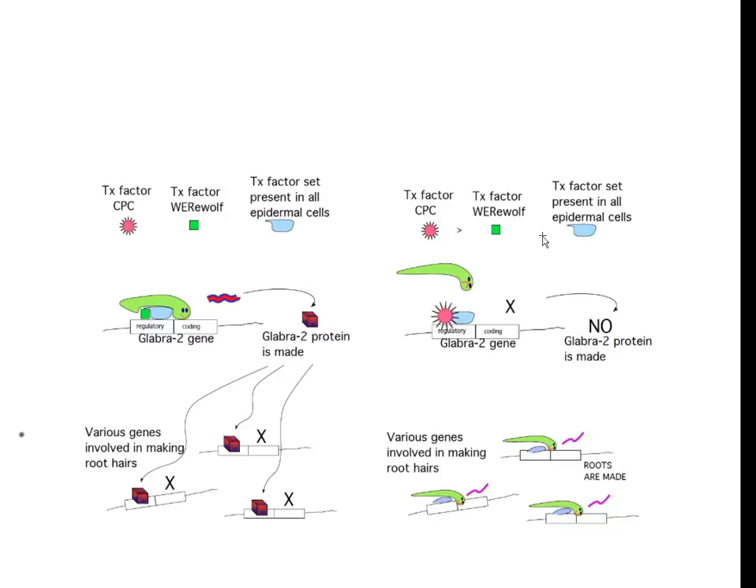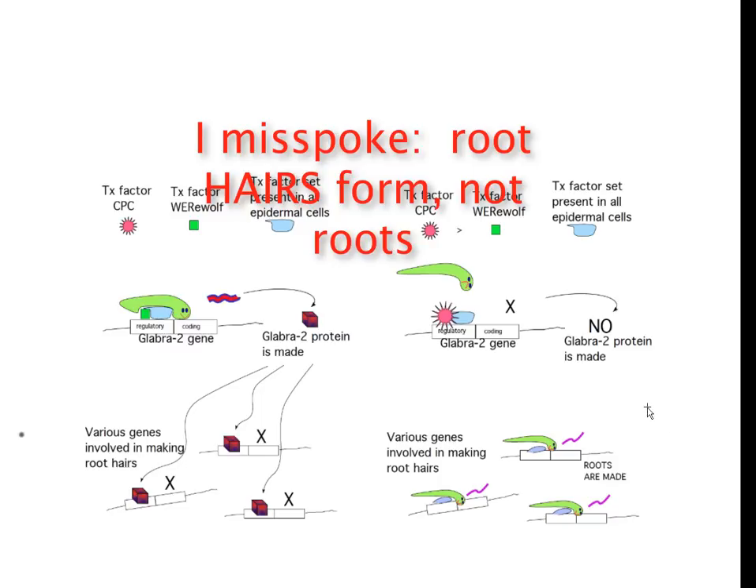In the other column of cells in a wild-type plant, they express more caprice than they do werewolf. Caprice outcompetes werewolf. Now you get a different set of proteins on that regulatory region, one that is not friendly to the RNA polymerase, one that doesn't lead to RNA polymerase binding, and so no glabra gets made. And if no glabra gets made, hurrah, hurrah, all of the various genes involved in making root hairs are allowed to be expressed, and roots are made.